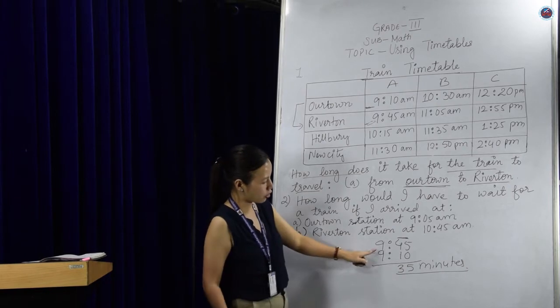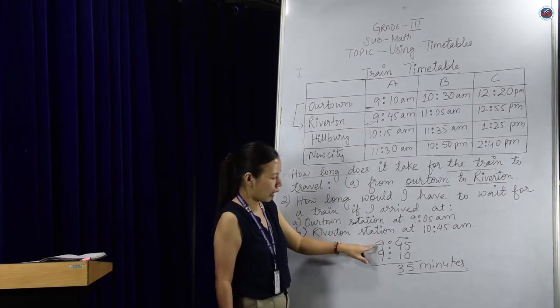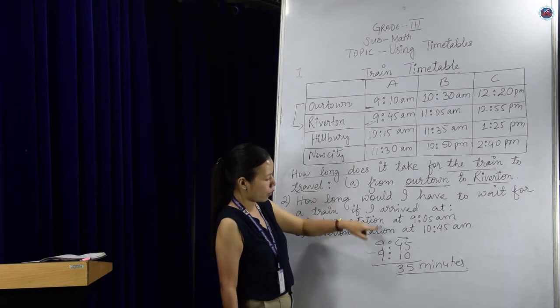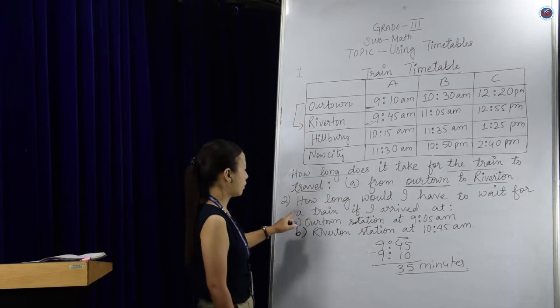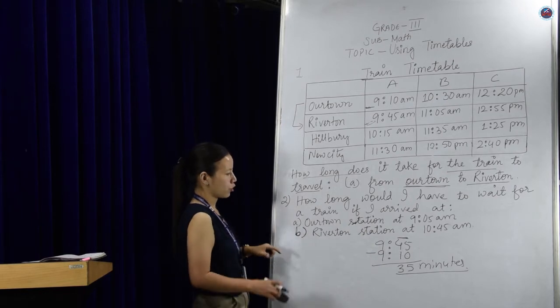So to get the answer, you just have to subtract. Note that you write the time where it stopped and then subtract the time where it started. Now let's go to the second one, question number 2.